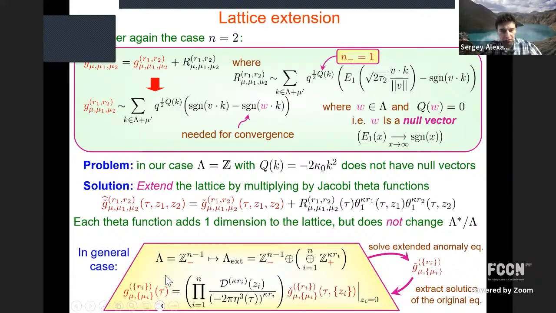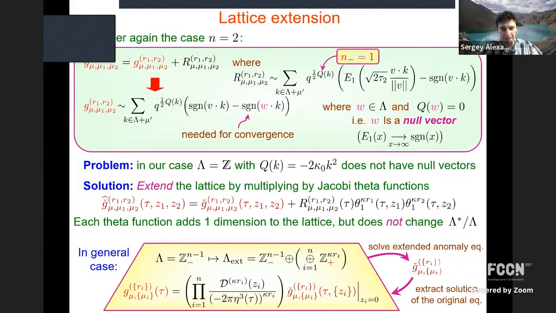And this procedure actually works not only for two charges, but for an arbitrary number of charges. So the idea is that you multiply by some number of Jacobi theta series, this extends the lattice and produces new anomaly equations for new functions g check. You solve this new anomaly equation and then return to the solution of the original problem by applying certain modular derivatives and putting all additional complex parameters to 0. So this is the procedure which one can follow.